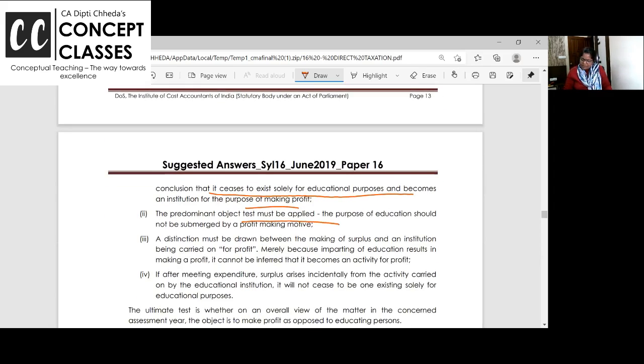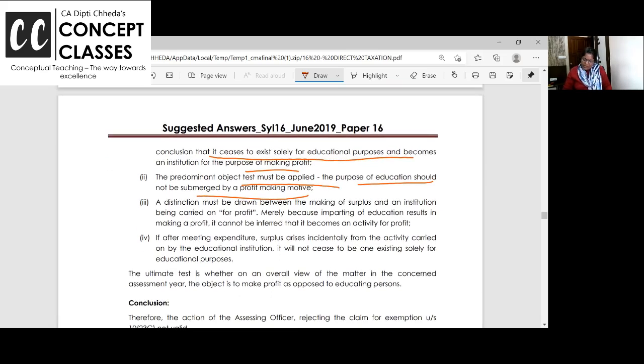Predominant object test must be applied. The purpose of an educational institute should not be submerged by the profit-making motive. A distinction must be drawn between the making of surplus and an institution being carried on for profit. Merely because imparting of education results in making a profit, it cannot be inferred that it becomes an activity of profit. If after meeting expenditure, surplus is incidental and carried over, it will not cease.